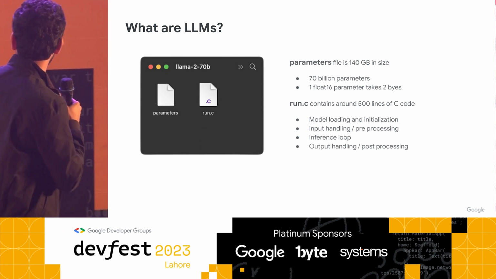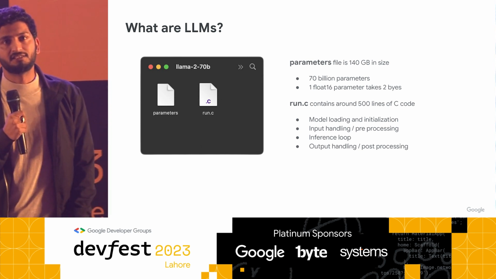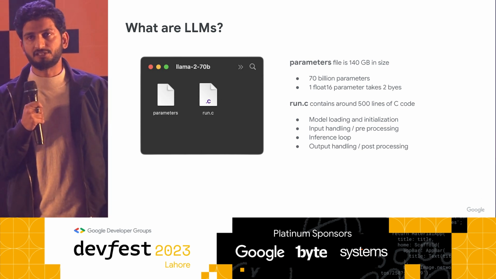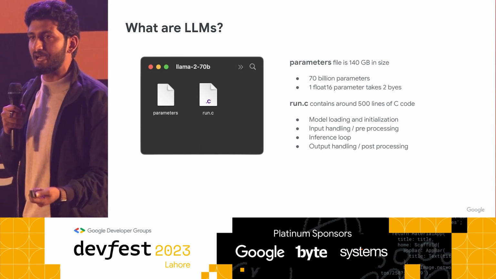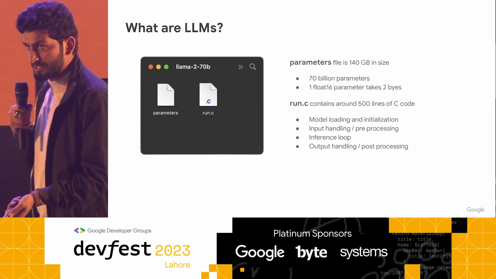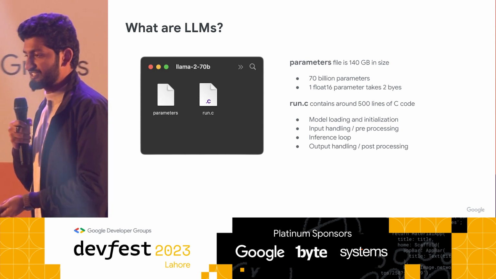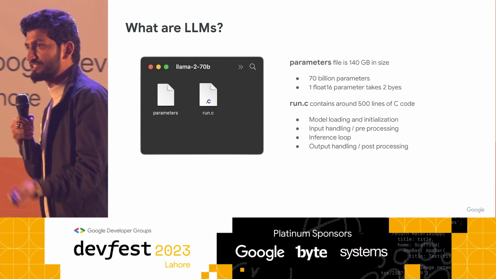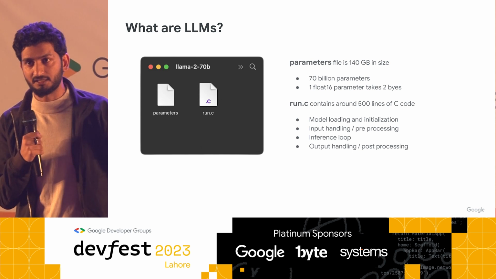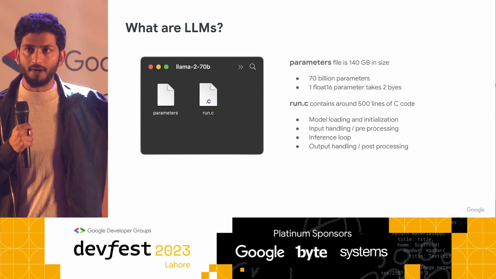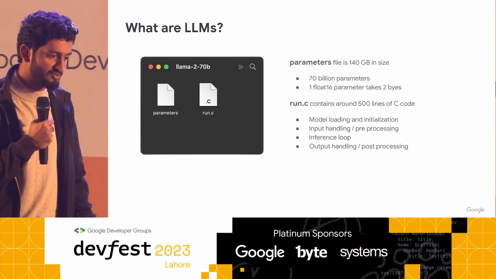One is the parameters file that contains a list of numbers, right? It's a list of float16 data type numbers. There are 70 billion numbers in this file. And at first, it seems like totally random numbers. This file is around 140 gigabytes. Each number is around 2 bytes, and that adds up to 140 gigabytes of size.